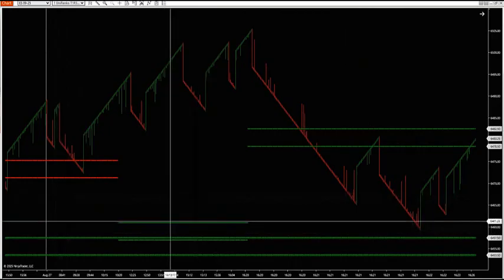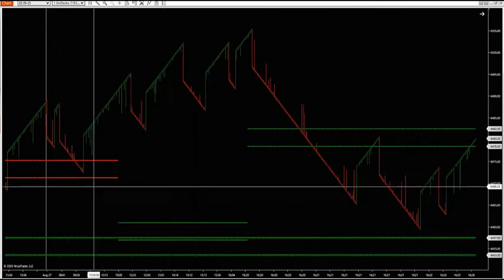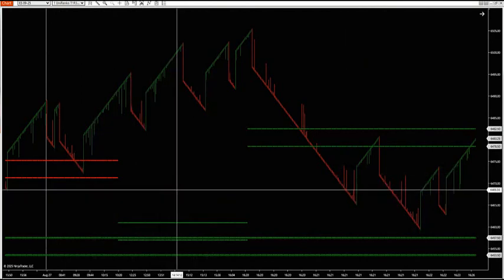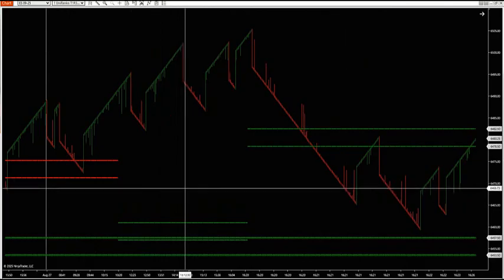So these deeper liquidity grab zones give us a big heads up. It could be a 1 hour, 2 hour, 3 hour, 4 hour, 5 hour, 6 hour, etc. heads up on when there's possible reversals in the market.